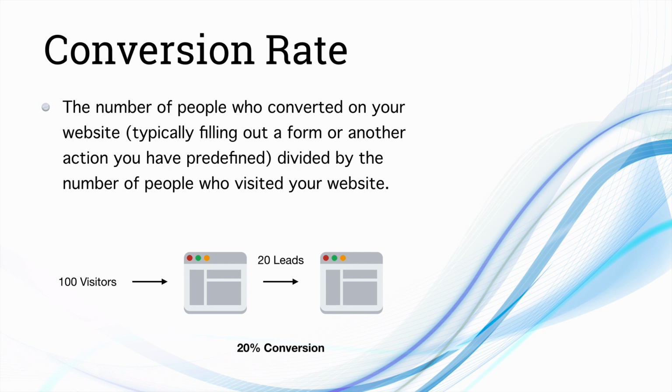Conversion rate. The number of people who converted on your website divided by the number of people who visited your website. So this conversion can be filling out a form such as a lead generation form, or it could be a sale, or it could be any activity as defined by you. It can also be a click. Conversion rate is usually measured for sales and leads. So here, let's say I'm getting 100 visitors to a web page, and out of those 100 visitors, 20 people have filled out a form and they have become leads. So this means that the conversion ratio is 20%.